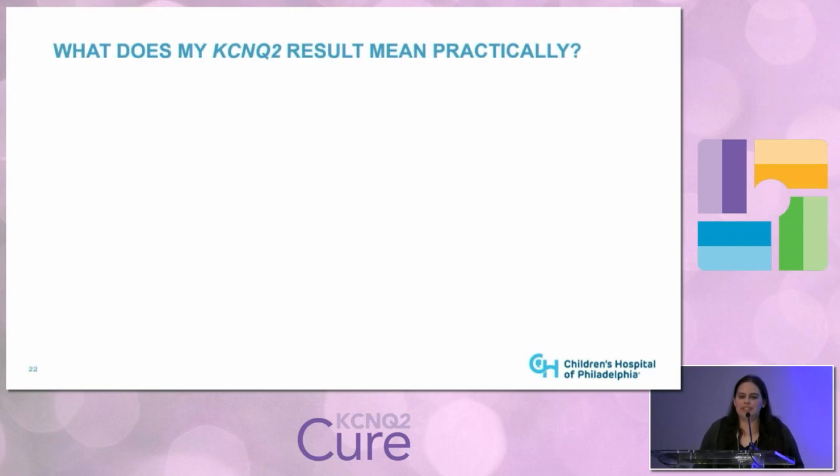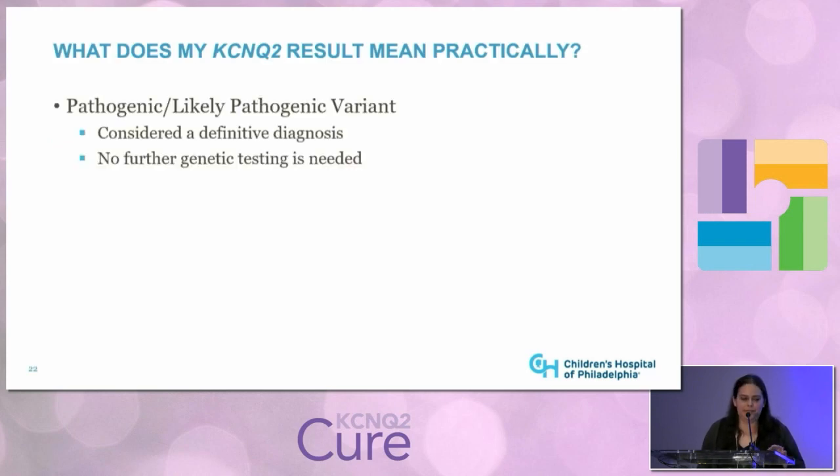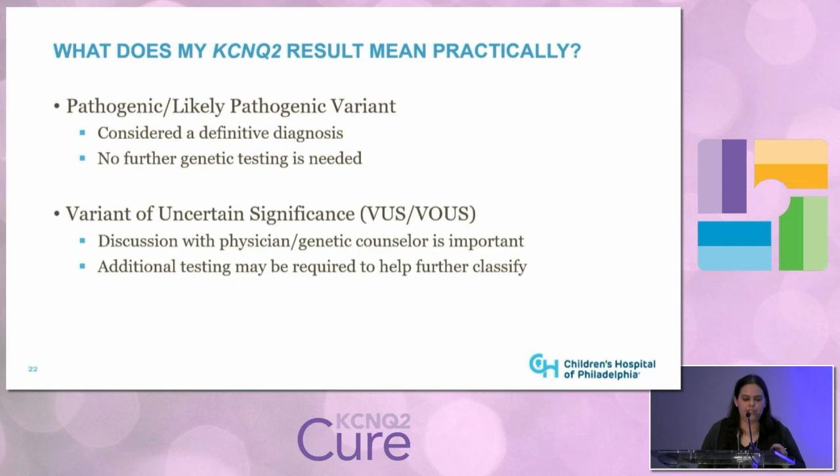So what does this all mean practically? If a variant is classified as pathogenic or likely pathogenic, we would consider this a diagnosis, and then no further genetic testing is needed as long as we feel that all features present in that individual are well explained by that particular gene. And if a variant of uncertain significance is present, it's important to discuss this with your care team and discuss what additional testing may be needed to better resolve whether this variant is causative or not.